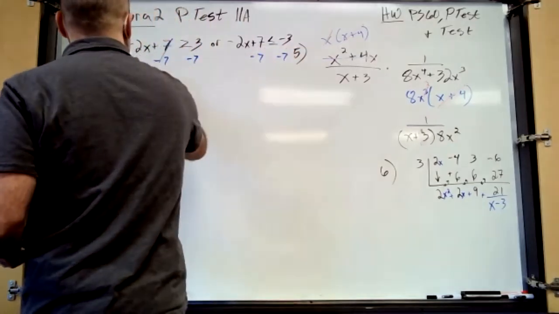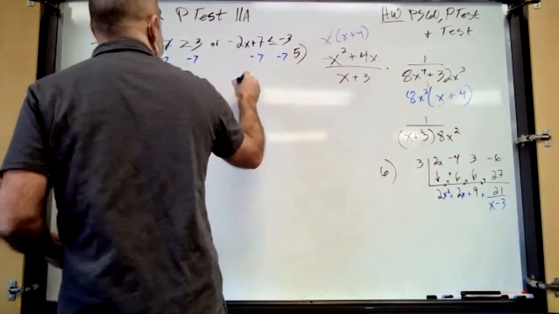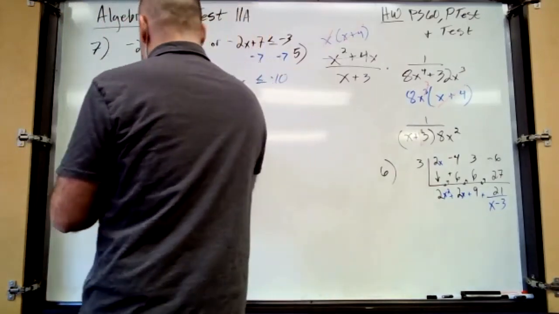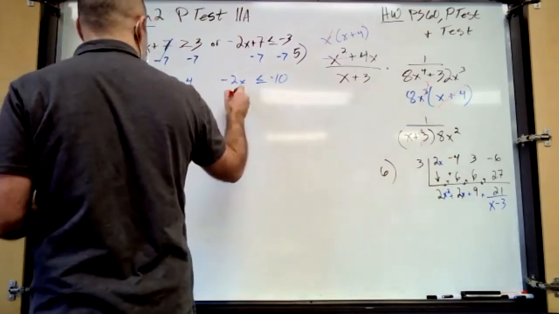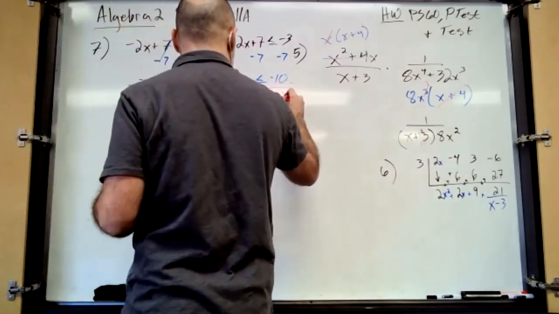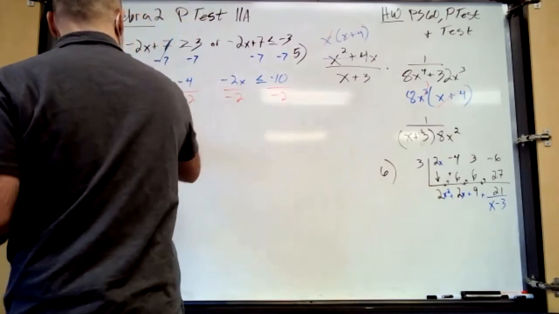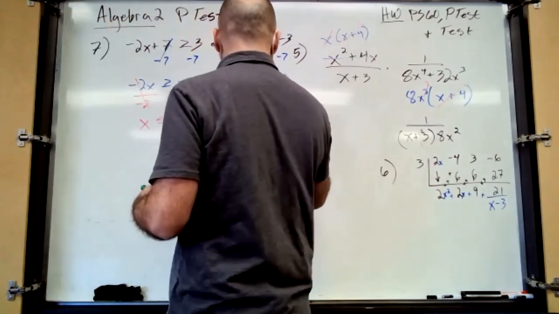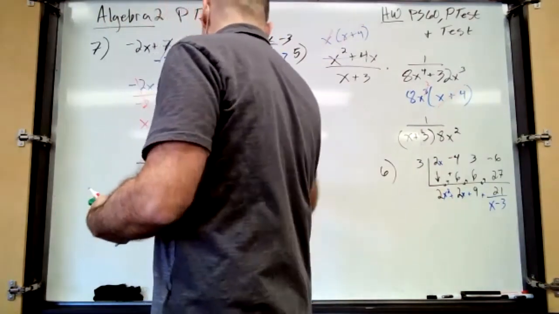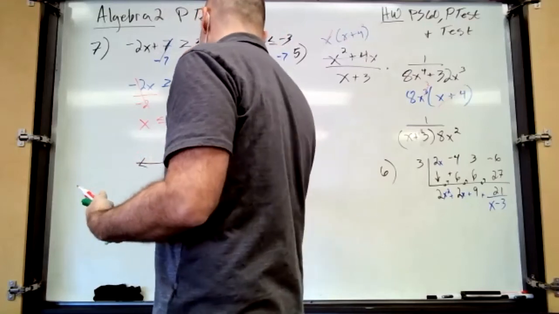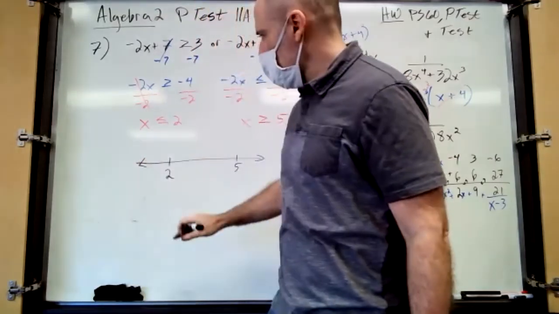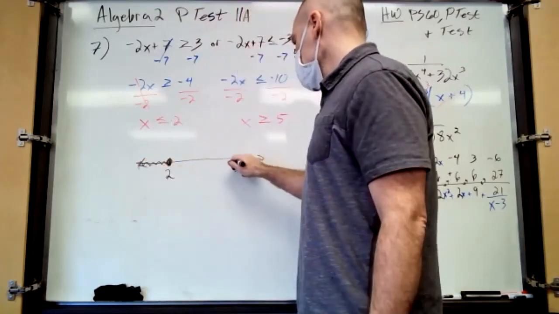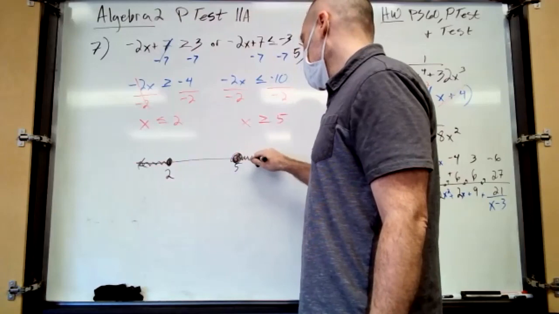So you get -2x is greater than or equal to -4. -2x is less than or equal to -10. Divide by -2. When you divide by a negative number in an inequality, you have to flip the sign. So x is now less than or equal to 2, and x is greater than or equal to 5. So to graph that, put your 2 and 5 on there. Then you have to do this. So I'm going to shade to the left of and on top of 2. Shade to the right of and on top of 5.